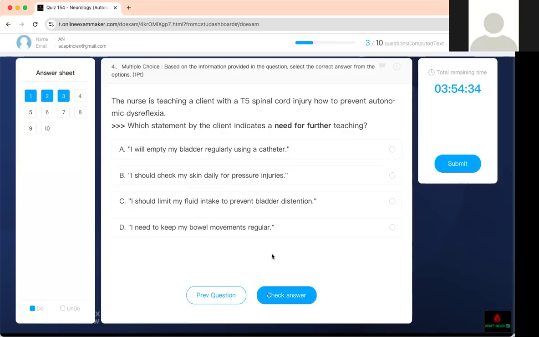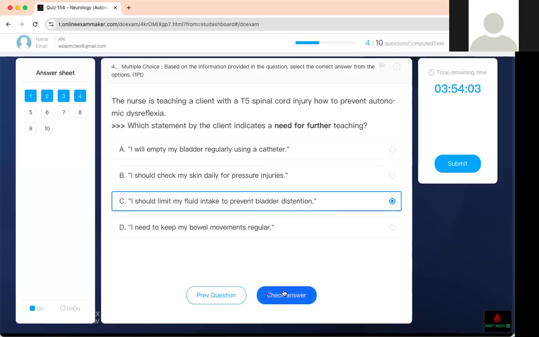I will empty my bladder regularly using a catheter to prevent distension, not infection. I should check my skin daily for pressure injury. Pressure injury will stimulate your skin, right? I should limit my fluid intake to prevent bladder distension. If you don't drink or you get dehydrated, you have urinary retention, that's a problem. I need to keep my bowel movements regular to prevent impaction. Therefore, no drinking is bad.